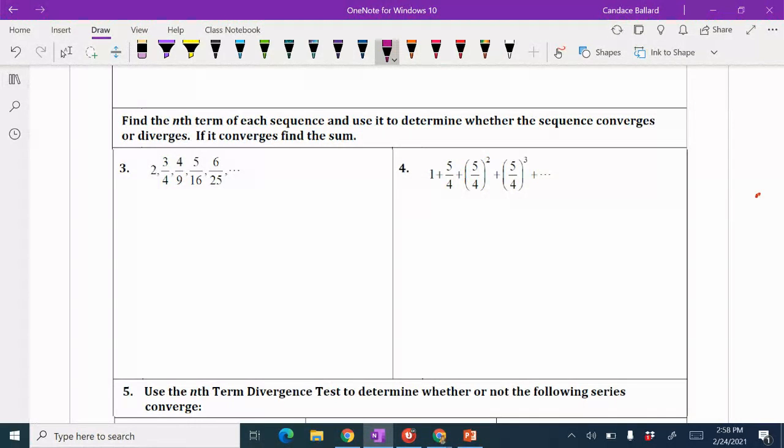So the first thing was we were supposed to find the nth term. To find the nth term, remember it's based off of the term number. So this is term 1, term 2, term 3, term 4, term 5. I want to see if I can find a pattern. It looks like the numerator is increasing by 1. So it looks like it's n plus 1, because 1 plus 1 would be 2, 2 plus 1 would be 3, 3 plus 1 would be 4. And then it looks like the denominator is squaring the term number, so it would be n squared. So that would be the sum as n goes from 1 to infinity.